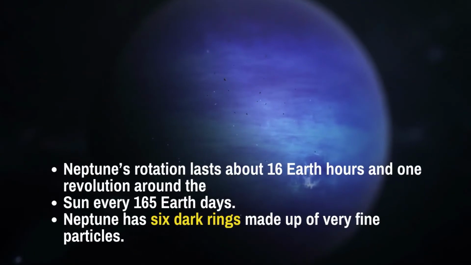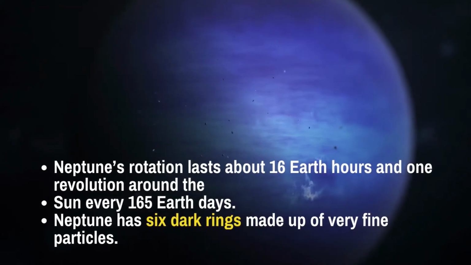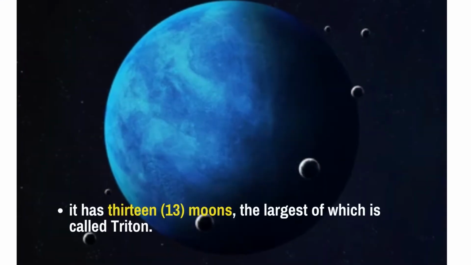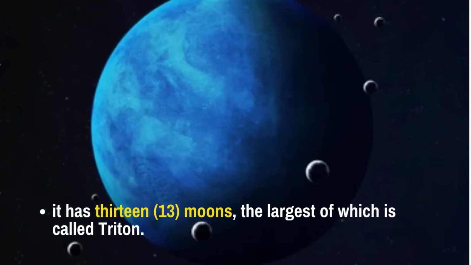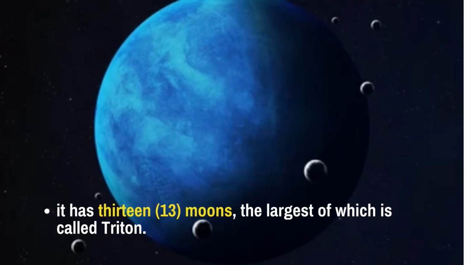Now, let's take a look at this planet. Its rotation lasts about 16 Earth hours. It has 13 moons, the largest of which is called Triton. This Neptune has 6 dark rings which are made up of very fine particles. So these are the characteristics of our 8th planet, Neptune. Wow!